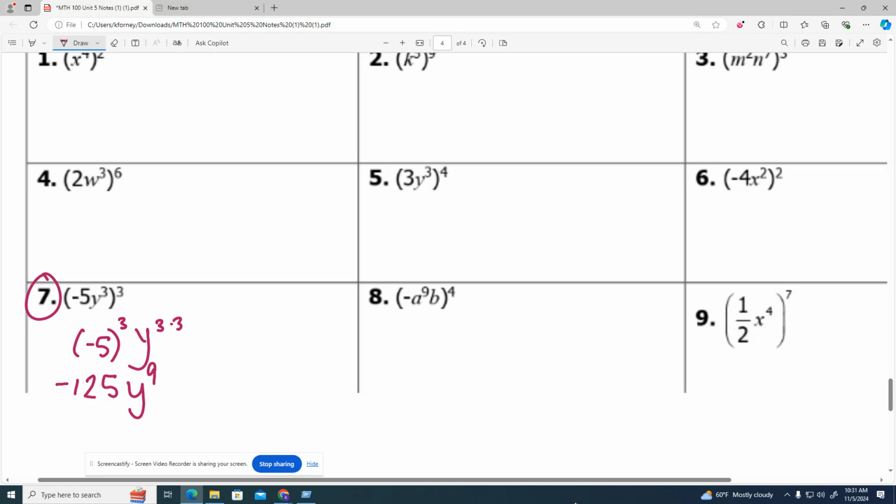Okay, number 8. What's the coefficient in number 8? Negative 1. So I'm saying negative 1 to the 4th power. The A is to the 9 times 4. And B is to the 1 times 4. Negative 1 to the 4th is positive 1. Multiply exponents. A to the 36th, B to the 4th.